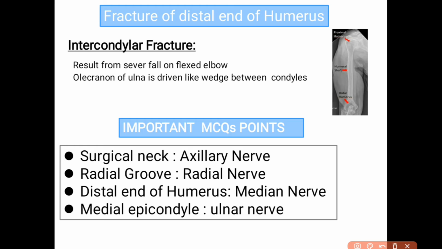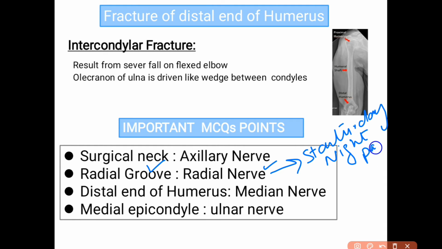Okay, now if the radial groove of humerus is fractured, then there will be injury to the radial nerve that can cause Saturday night palsy or wrist drop. So if there is a fracture of the radial groove, then the radial nerve will be injured, which results in Saturday night palsy or wrist drop.